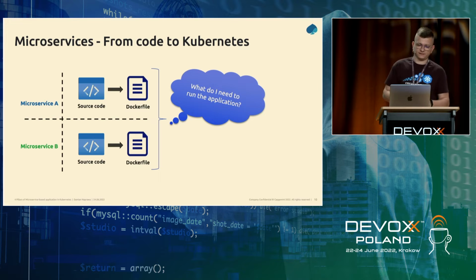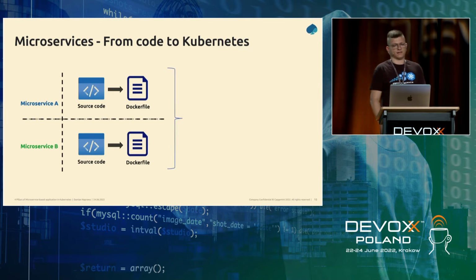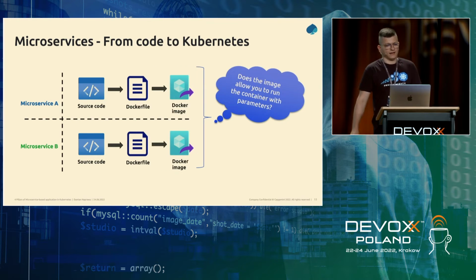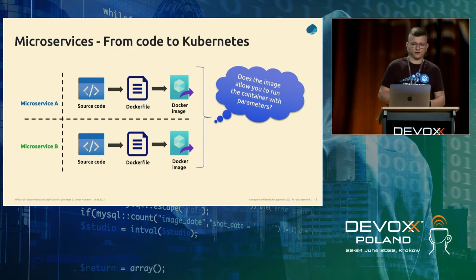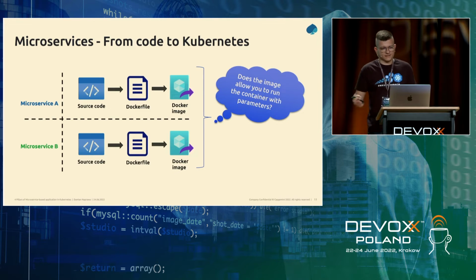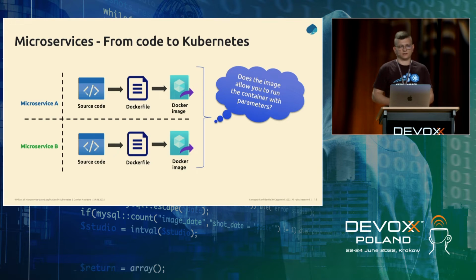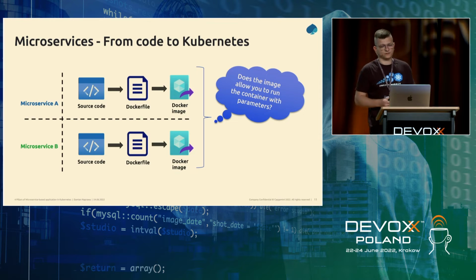So once the Docker image is built, we go to the next step. It should allow us to run the container with parameters. And what kind of parameters? For instance, it could be a connection to some external systems, right? Our applications can rely on external systems, and depending on the environment, the configuration can be different, right? So we need to pass it as a parameter.